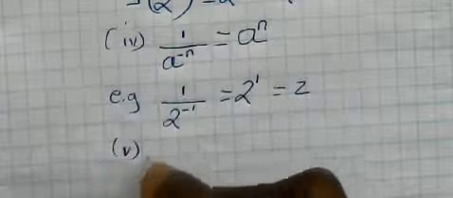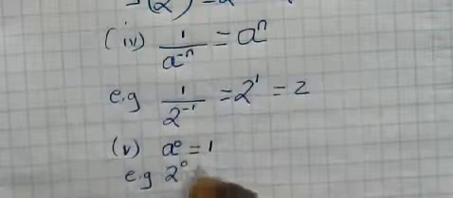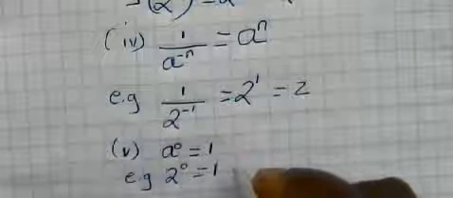Another law of indices, I have any number a raised to power 0. Any number raised to power 0 is 1. For example, 2 raised to power 0 will be 1. 2 raised to power 0 is equal to 1. You can have your calculator and verify that.